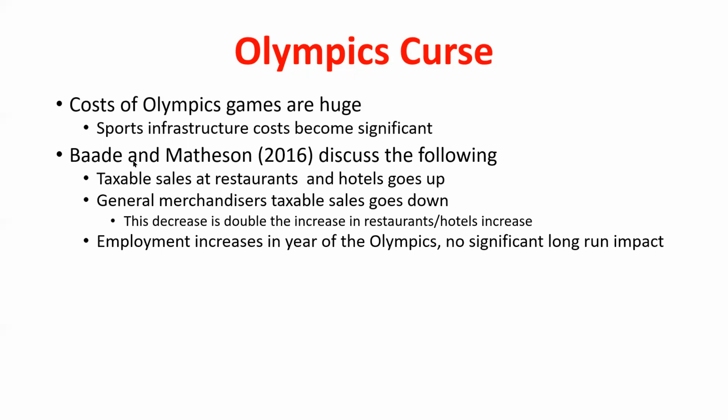Right? So the same two economists looked at hotels. They had sales data from restaurants and hotels, and then some general merchandise. They were looking at some type of data set that had every store. And so if you were not a hotel or a restaurant, they called you general merchandise, right? These could be a variety of different things. And they also looked at unemployment or employment numbers. And what they found was that sales at restaurants and hotels went up, general merchandise went down, and that employment did go up the year the Olympics existed, but no long-term impact.